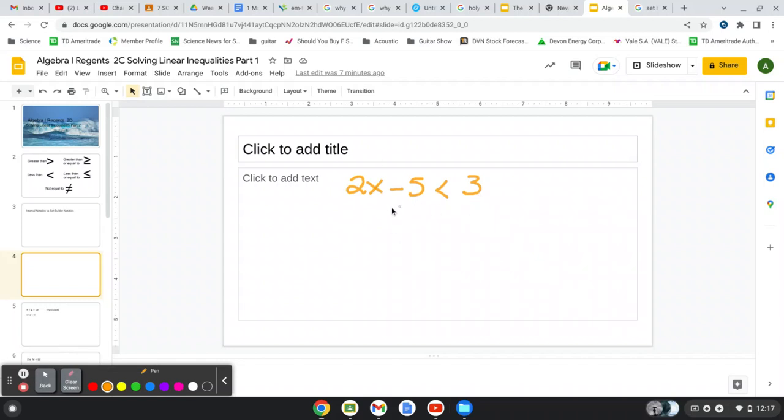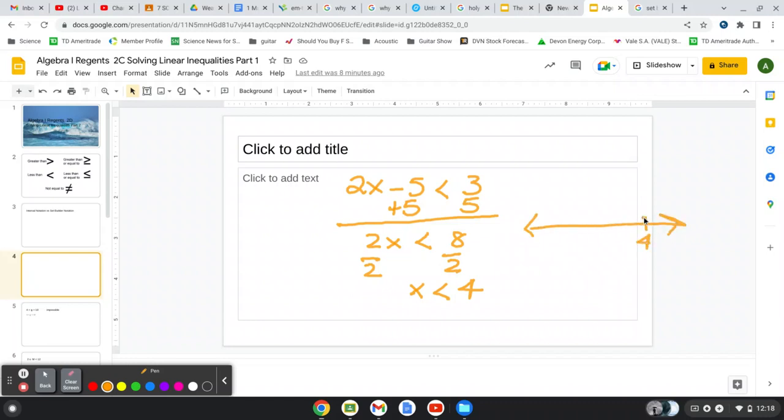Well, first of all, let's add the 5 on both sides. And we're going to get 2x is less than 8. And we know that x is less than 4. So our graph should show that x is less than 4. Should have a 4 there. And we do not circle it in because it is not equal to 4. It's less than 4, and it's going that way.